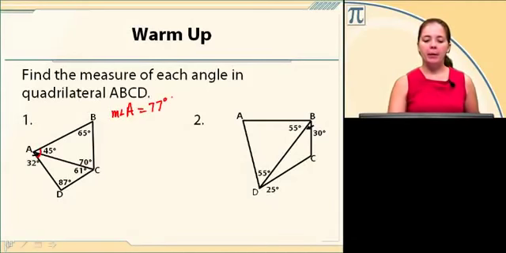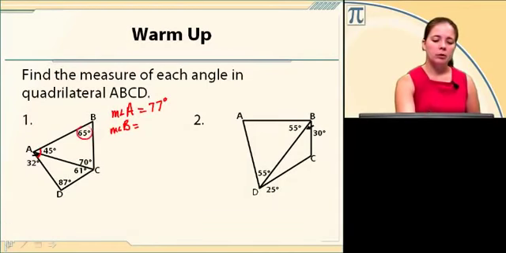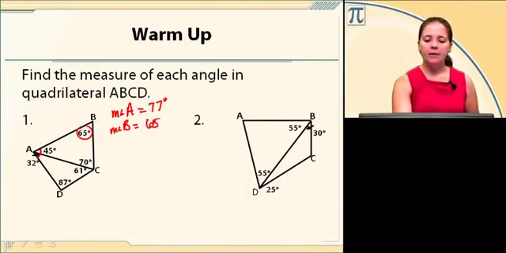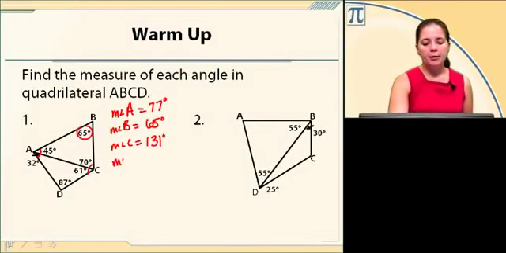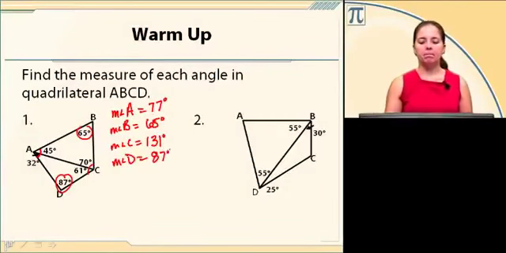Now let's find the measure of angle B. The measure of angle B is equal to, well, already ready to go, 65 degrees. The measure of angle C, let's take 70 and add 61 to it. 70 plus 61 is 131, so the measure of angle C is 131 degrees. And the measure of angle D, 87 degrees.